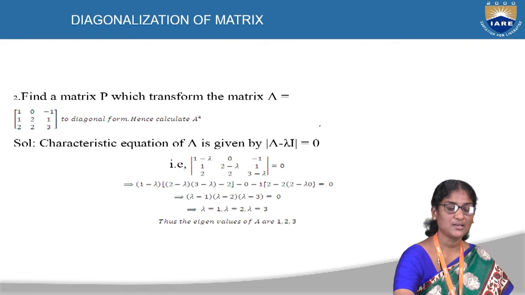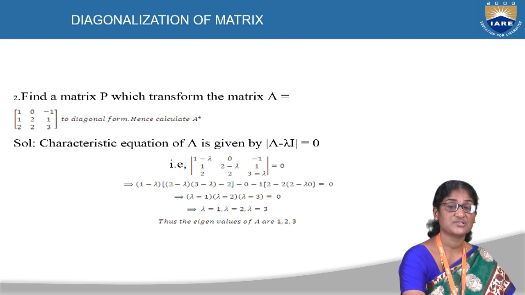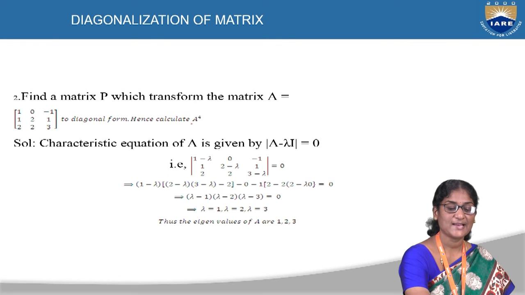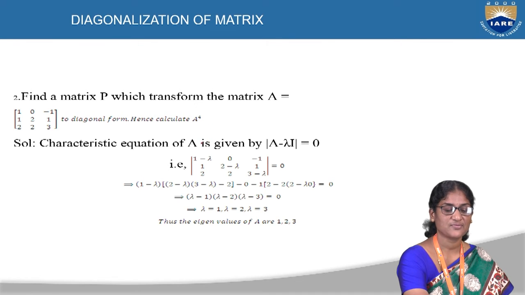Let us go with another example of finding the matrix P which transforms a matrix. Find a matrix P which transforms the matrix A, which is equal to 1, 0, -1; 1, 2, 1; 2, 2, 3, to diagonal form. Hence calculate A to the power of 4. The extension of the problem is that we need to find the fourth power of the given matrix using the diagonalization method. So let us first find the eigenvalues for the given matrix.